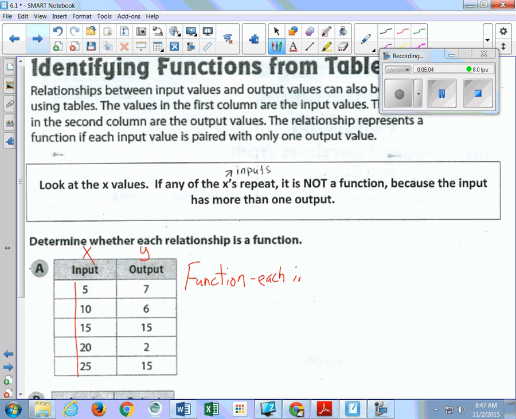Each input has one output. There are no inputs that repeat.